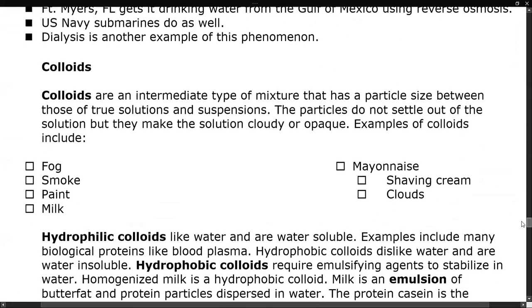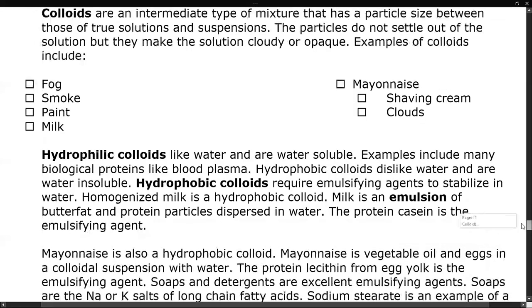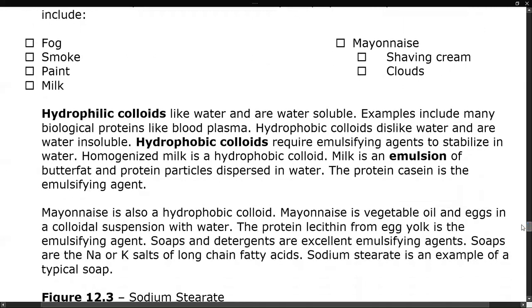Colloids are things that would not quite dissolve because the particles are too big. The particles don't settle out. They make the solution cloudy and opaque. Fog, smoke, paint, milk, mayonnaise, shaving cream, clouds, all examples. If they're hydrophilic, it means it loves water, and that means it's water soluble. Examples like that can include your biological proteins like blood plasma.